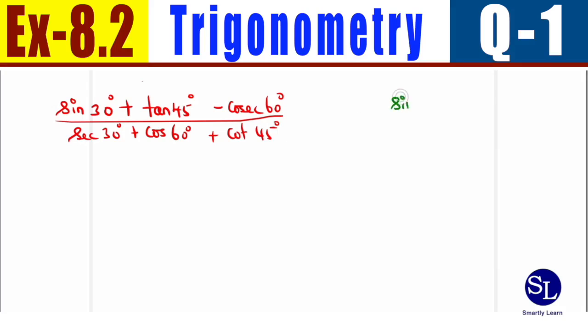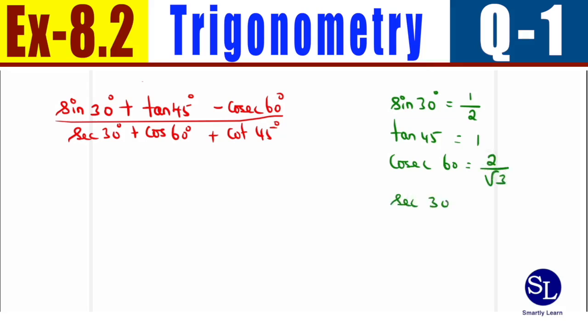So sin 30 is equal to 1/2. Tan 45 is 1. Cosecant 60 is 2/√3. Secant 30 is also equal to 2/√3. Cos 60 degrees is equal to 1/2 and cot 45 degrees is equal to 1.